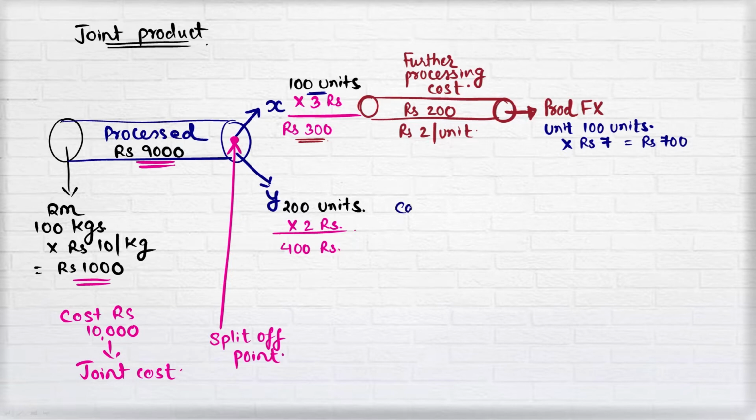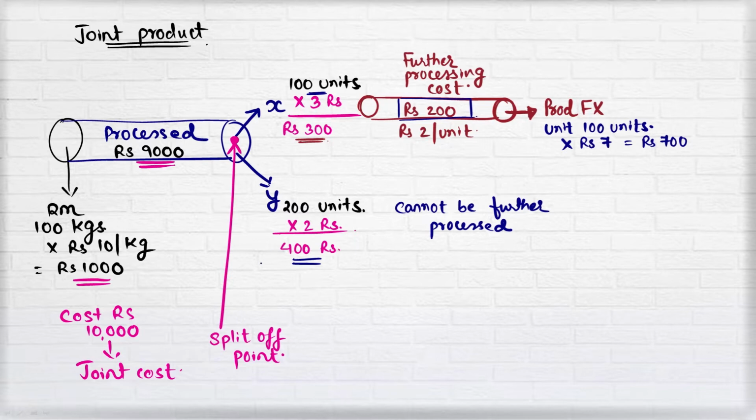Y cannot be further processed. So if you want to sell Y, you will have to sell it at 400 rupees. That is at split off point. I want you to tell me about this cost of rupees 200. Is it a part of joint cost? Yes or no? No, it is not a part of joint cost.